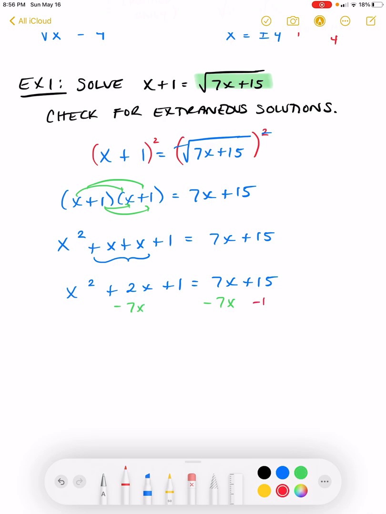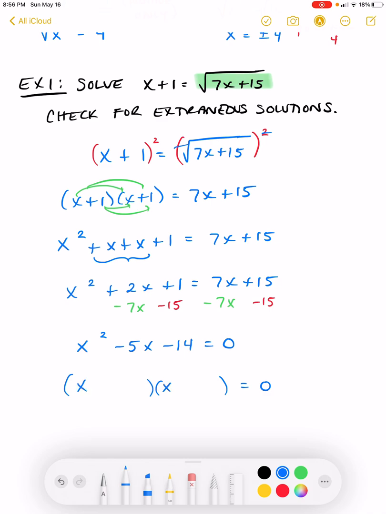And so I'm going to subtract the 7x from both sides. I'm going to minus the 15 from both sides, and we get x squared minus 5x minus 14 is equal to 0. From here, we may solve using square roots. We can factor or use the quadratic formula, but I feel pretty confident that this equation is going to factor.